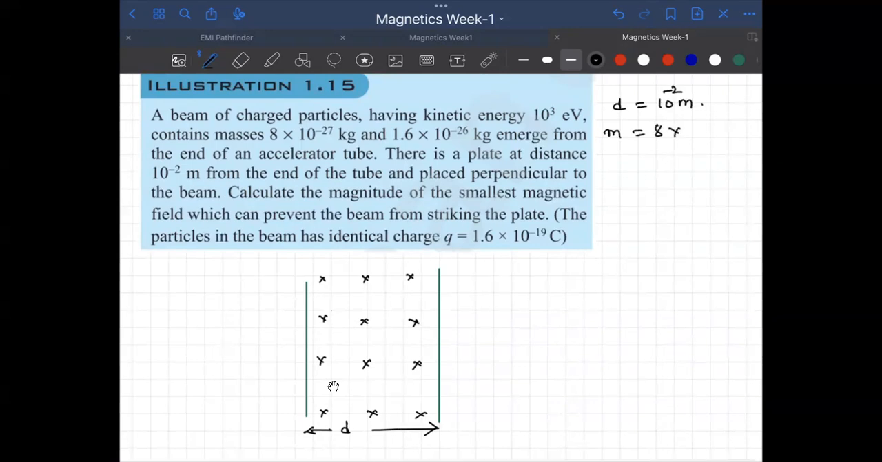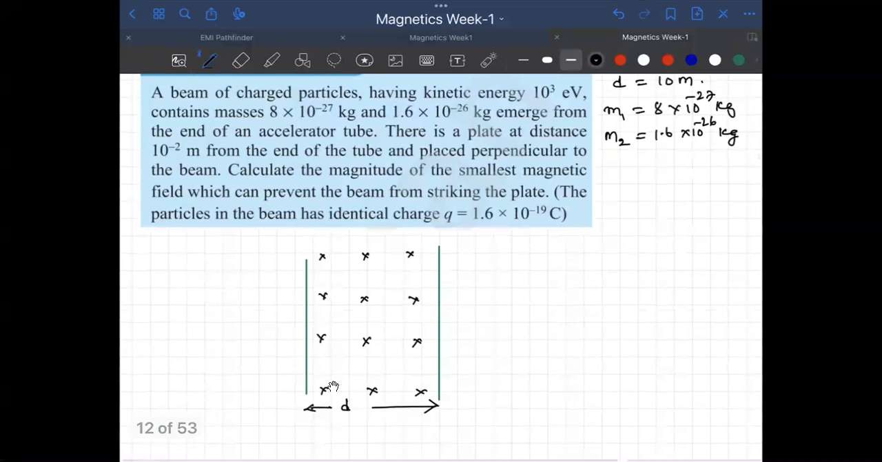M is 8 into 10 power minus 27 kg. Charge is 1.6 into 10 to the power minus 19. A beam of charged particles having the same kinetic energy contains 2 different masses, M1 and 1.6 into 10 power minus 26 kg. There is a plate at a distance so and so from the end of the tube, placed perpendicular to the beam. Calculate the magnitude of the smallest magnetic field that can prevent the beam from striking the plate.